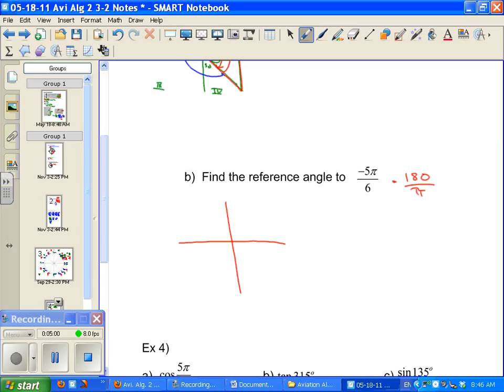When I multiply this one out, the pi's cancel. 6 and 180, 1 and 30. How many 6's are there in 180? 30. So negative 5 times 30, so this is negative 150. So I have to go backwards. I'm going to go 90, then how much more? 60. 60 that way. So that's where my angle is going to be. This is 60. So my reference angle is going to be what? I put my perpendicular in. How much is left here? 30.